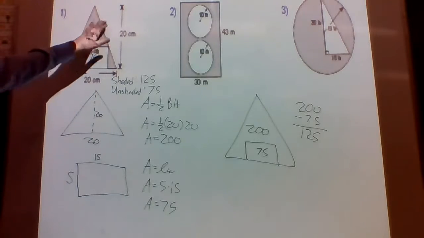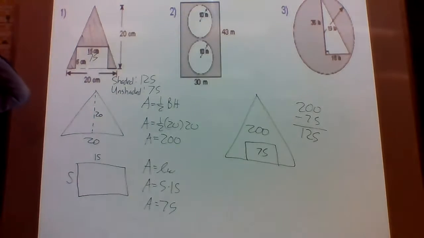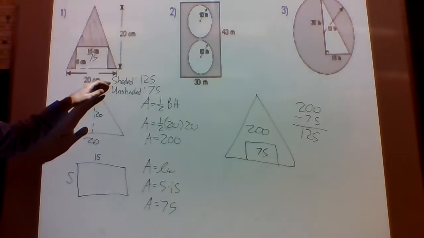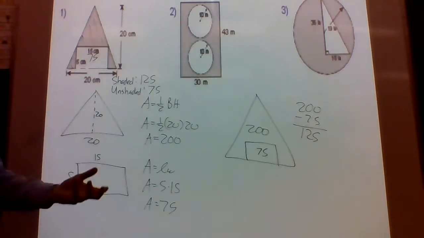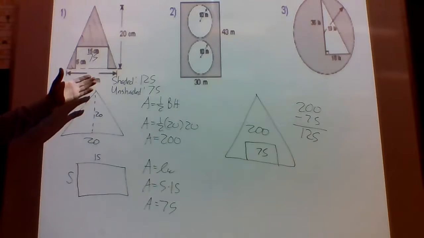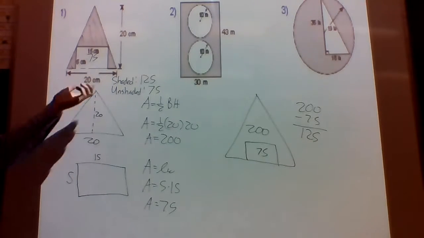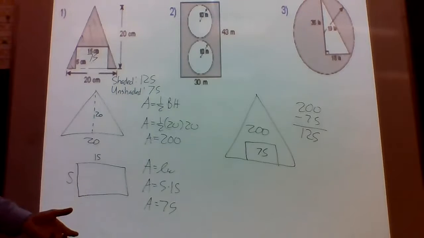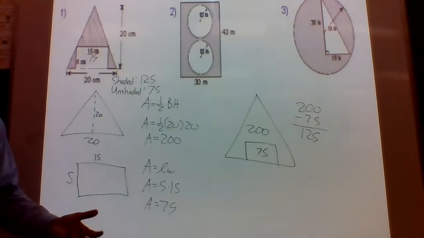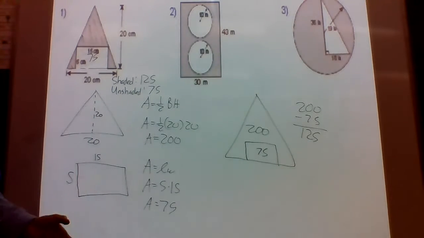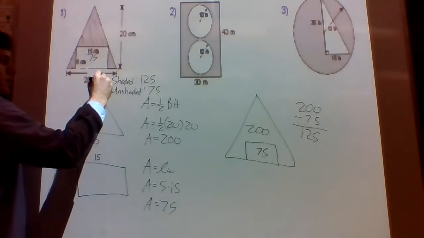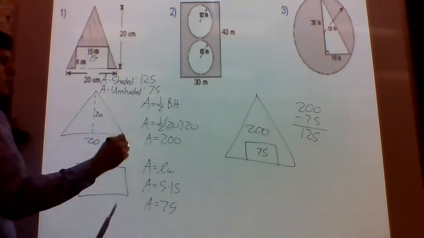So the area of the whole triangle is 200. But if we only want the area of the shaded region of the triangle, we have to subtract the unshaded area. The unshaded area is part of the whole triangle, so we need to subtract it from the area of the whole triangle to get the area of the shaded region. So this is the area of the shaded and the area of the unshaded.